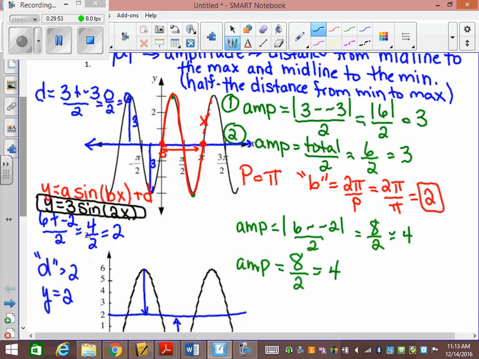Now we have our window set. We have our mode correct. Now we can go into our y equals and type in the equation. So type in y equals 3 sine 2x in brackets. Close it. Press graph.